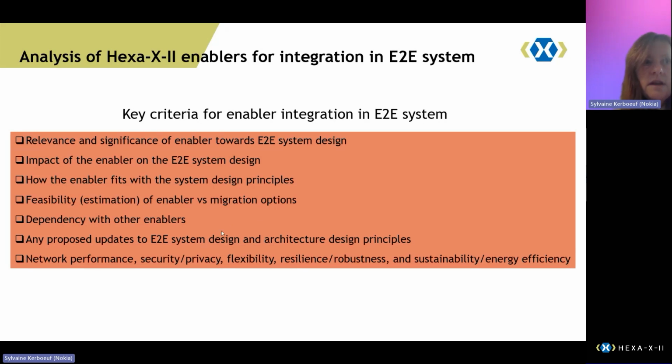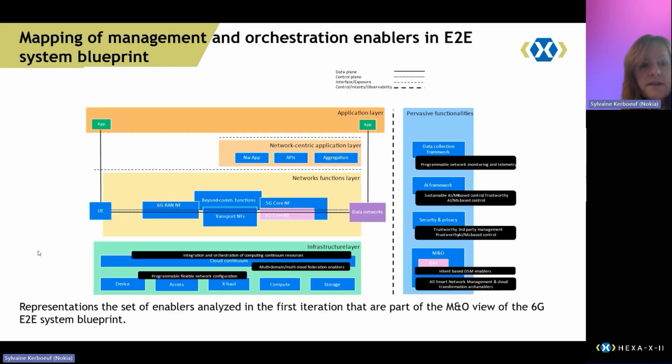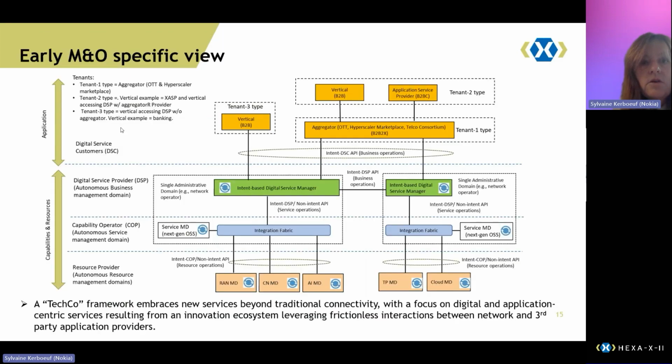On those kinds of criteria, we have looked at the first set of enablers developed inside the project, and they are related to aspects of management and orchestration. We map this first set of enablers on the system blueprint to come up with more refinement on the system blueprint from the perspective of management and orchestration. And also, we provided an early view of this management and orchestration by considering a framework based on intent for the end-to-end service management automation framework.